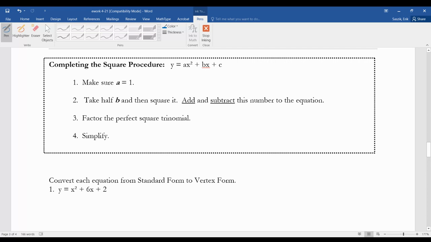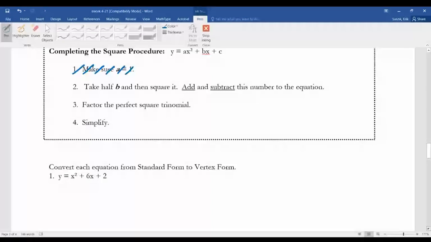Now here's the procedure. It says make sure that a is 1. Actually, I think a is going to be 1 in all of our problems, so it's not really anything you're going to have to worry about, because we're only going to be dealing with, see how down here there's an invisible 1? We're not going to have to worry about this particular thing. Now, what our first step should be is, well, we'll get to that later. We can go straight to step 2.